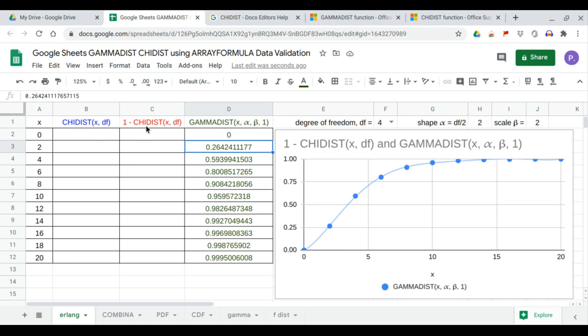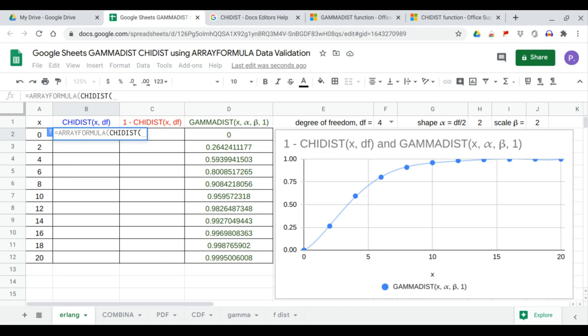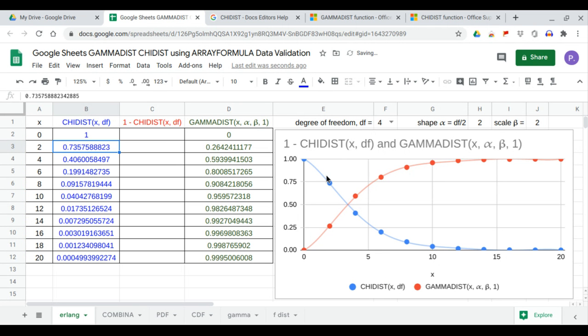Next we generate the 1 minus CHIDIST. To do that, we have to generate the CHIDIST. So our array formula, CHIDIST of the x values, comma, and the degree of freedom. So in blue, you find the CHIDIST.